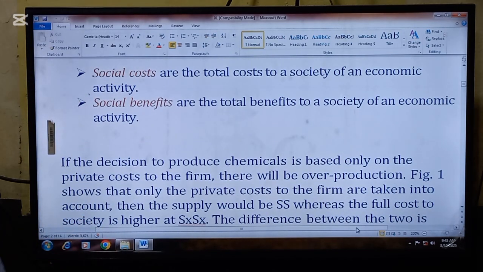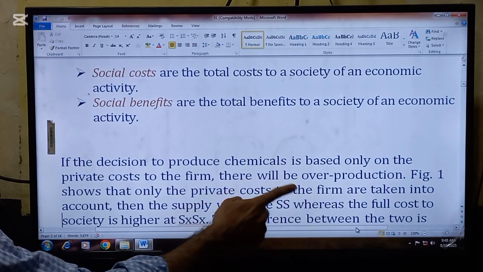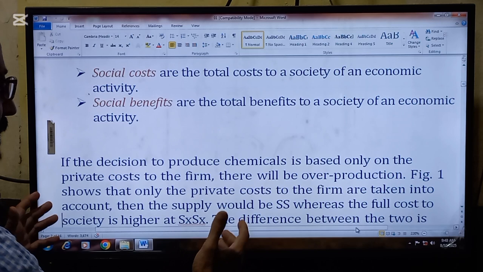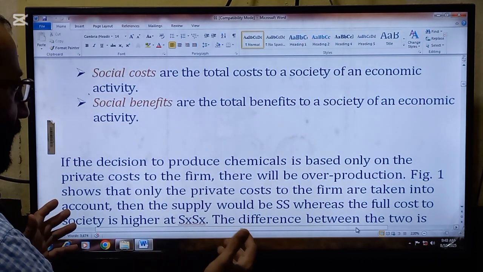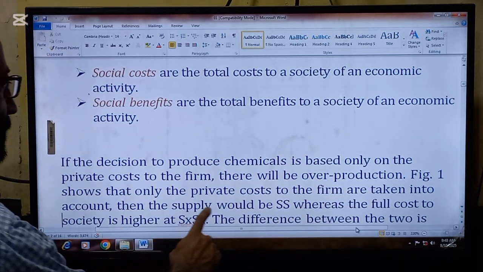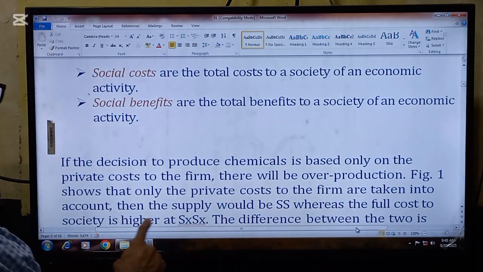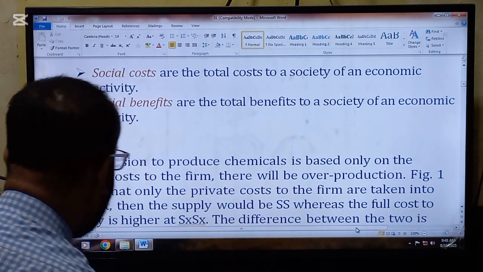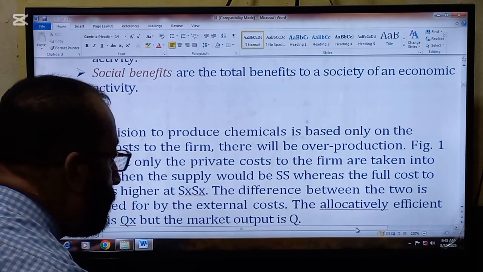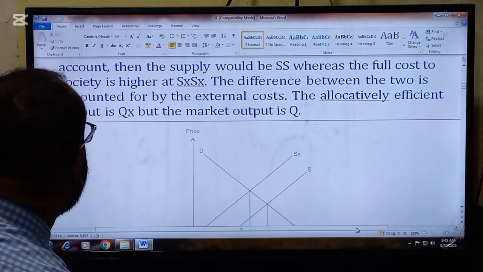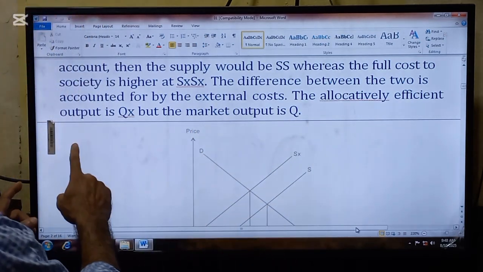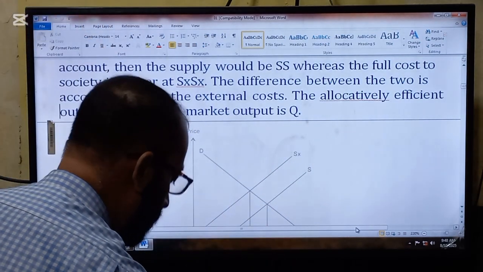If the decision to produce chemicals is based only on the private cost to the firm, there will be overproduction because the firm is actually earning a lot of revenue. So the company will produce more. Figure 1 shows that only the private cost to the firms is taken into account. Then the supply would be SS, whereas the full cost to the society is higher, at SX. The difference between the two is accounted for by the external cost. The allocatively efficient output is QX, but the market output is Q.